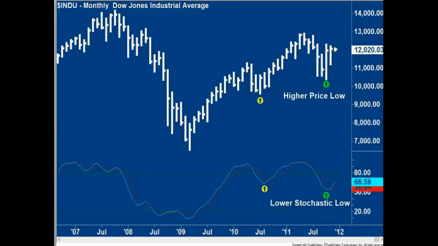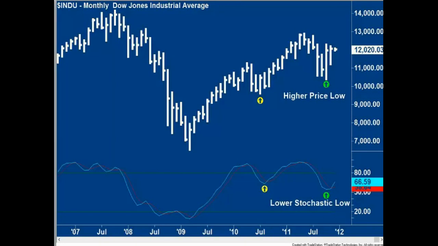Another way to qualify setups is to look for positive divergence. You can use your favorite momentum indicator to do this. We're going to use the stochastic. We have a positive divergence setup in a bull trend when the price low is higher than the previous swing low in price, and the stochastic makes a lower low than the previous stochastic swing low.